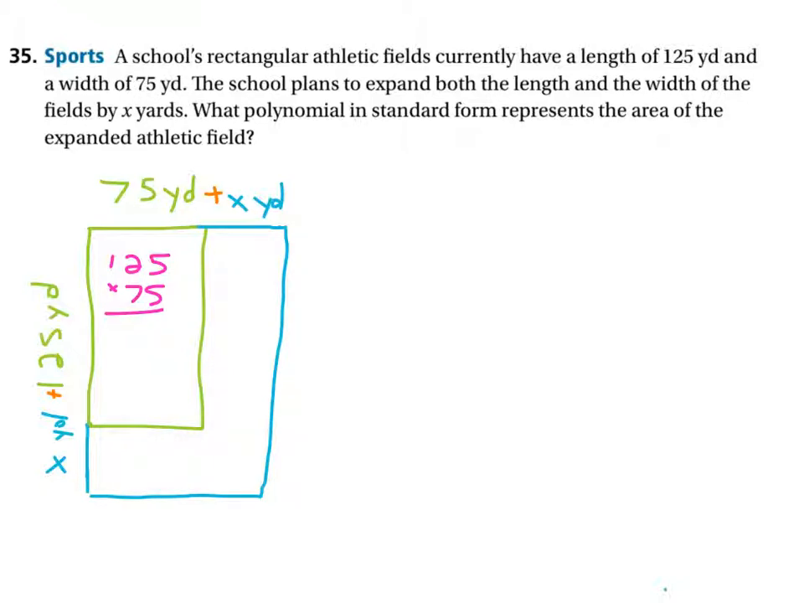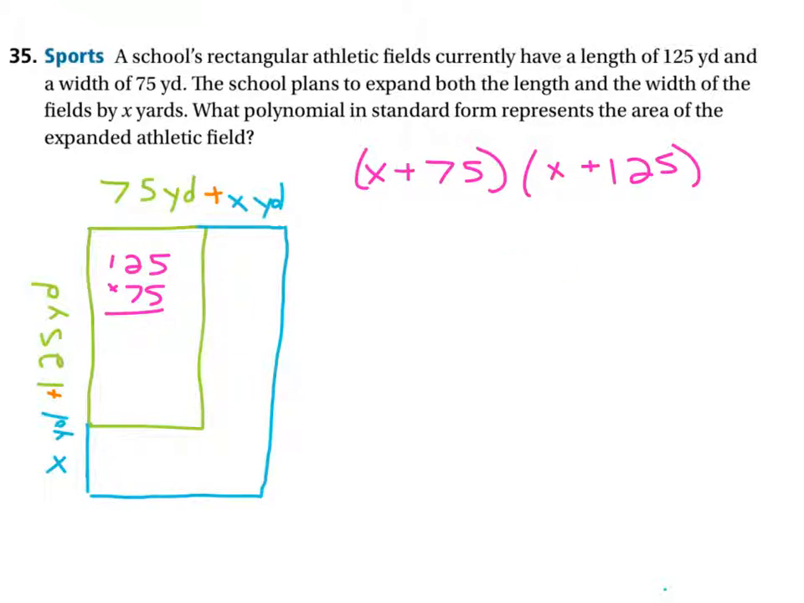Okay, so what are we then multiplying? What we would be multiplying is 75 plus x, or x plus 75. That's this width right here, times 125 plus x, or x plus 125. And that is this length right here. So what's going to be the new area?